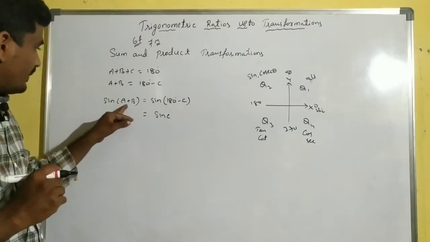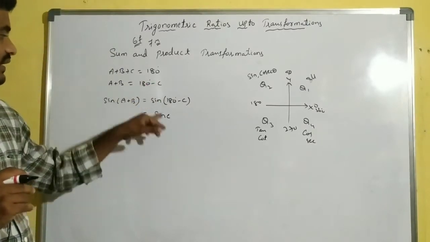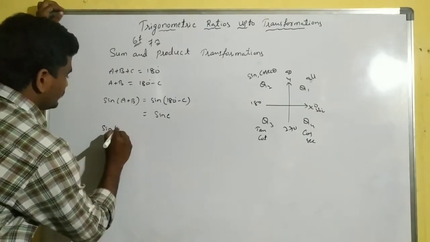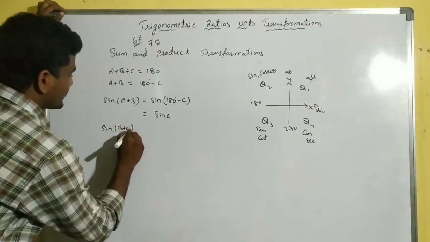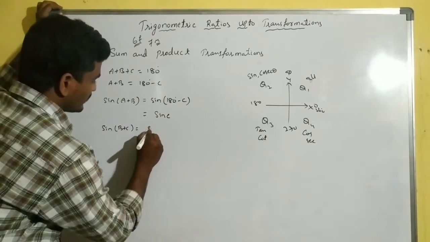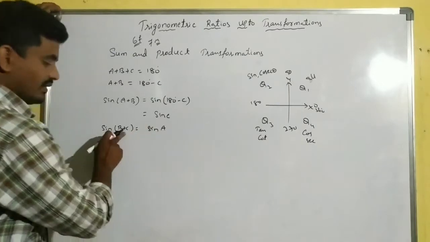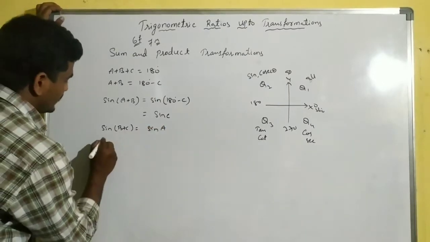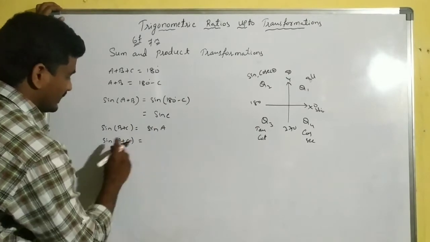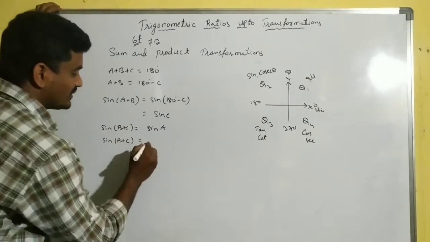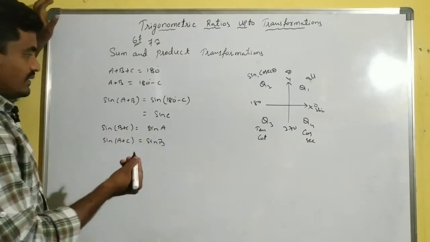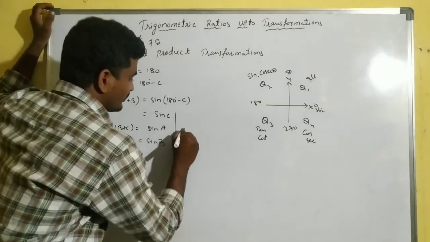Okay, it is 180, so it becomes the same as sin c. When you take a plus b, the third letter we are getting is sin c. Similarly, sin of b plus c equals what can we write here? Sin a. The next letter is a. Next, sin of a plus c: when I take a and c, what is the next letter? B is there.